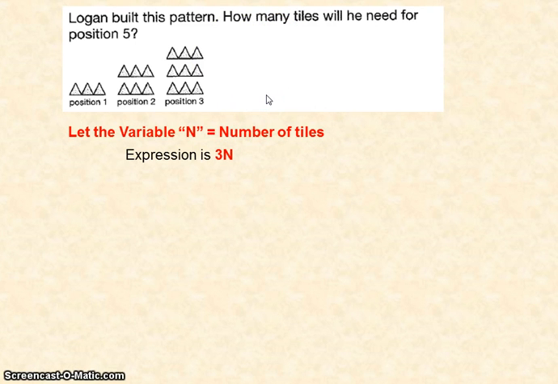So I can apply this expression and find out how many tiles I can get in any position. For example, if I ask you how many tiles would be in position 10, I just plug in 10 for n, and I would say 10 times 3, that gives me 30 tiles in that position.